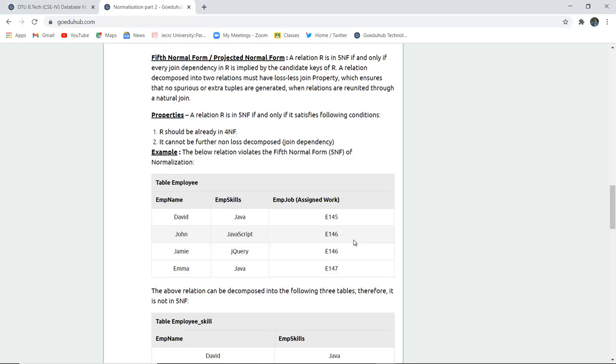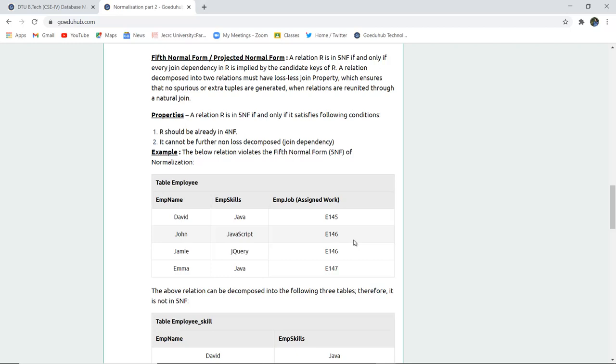So a relation R is in 5NF if and only if it satisfies the following conditions: it has to be in 4NF, which we have just discussed, and it cannot be further decomposed losslessly. That is, it should have a join dependency between the relations.